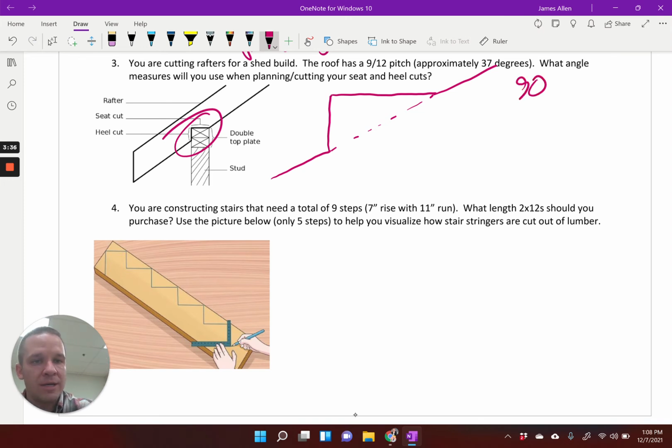So I can do 90 minus 37 equals... what's up, Mr. Ernst? Equals, let's see here, that'd be 53 degrees.